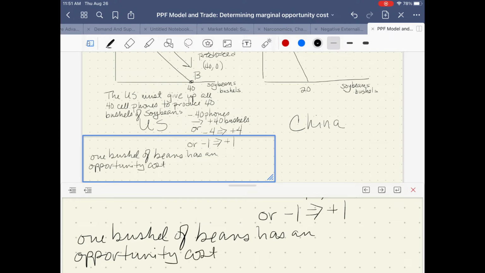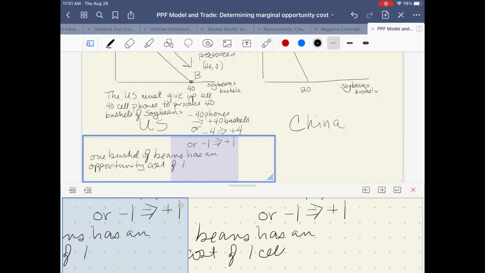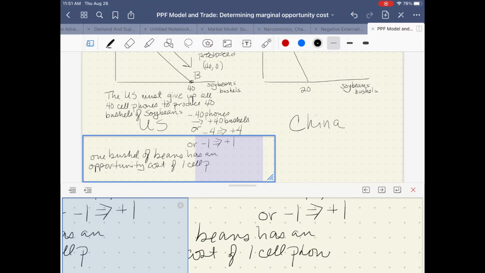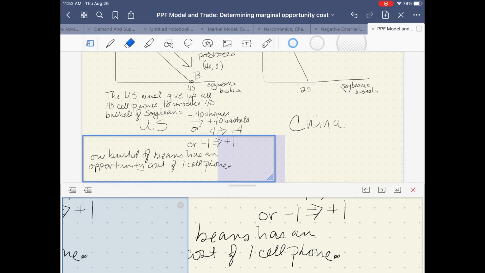And it's also true, therefore, that if you shifted production from soybeans to cell phones, giving up 1 bushel of soybeans in the U.S. would allow people in the U.S. to produce 1 cell phone.